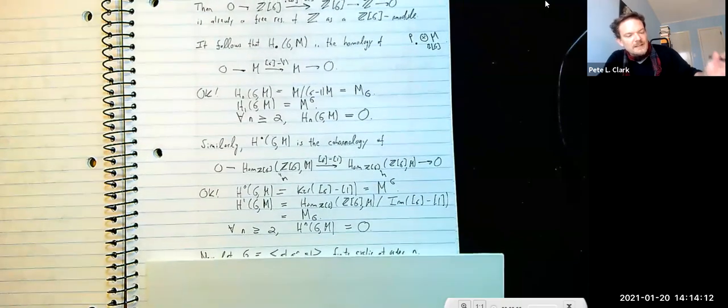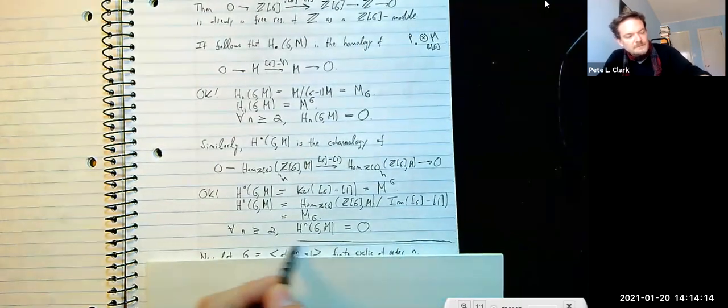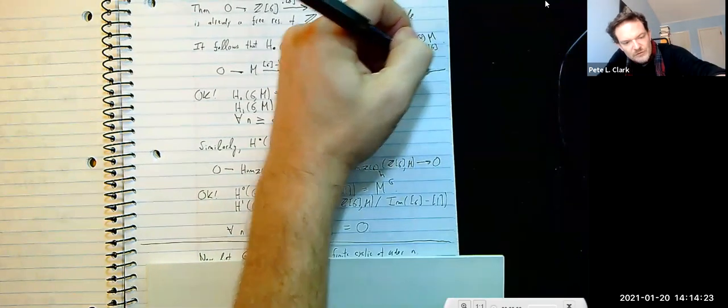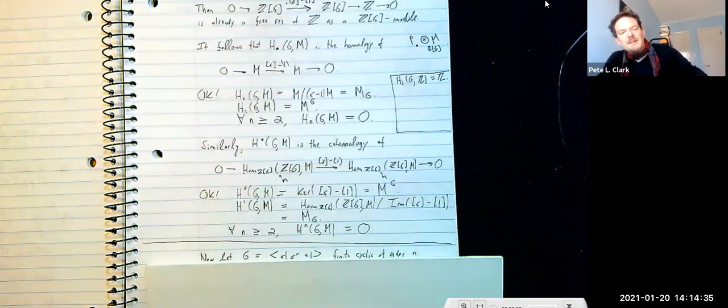Let's see. So before I leave this example, in particular, if I take M to be equal to Z with trivial action, we get H1 of G with coefficients in Z is equal to Z. Can anybody tell me what the Eilenberg-MacLane space is in this case? I don't know why I'm doing this, but I feel like it.